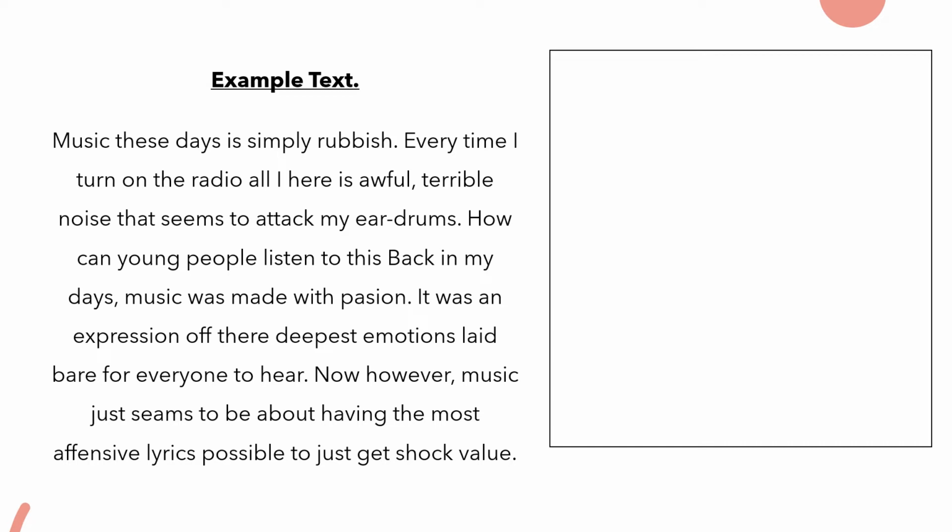So the first one I'd like to bring your attention to is the word "here". The sentence says, music these days is simply rubbish. Every time I turn on the radio, all I hear is awful, terrible noise. And the "here" that's been used isn't actually misspelt, but it is the wrong one to use in this kind of situation. The "hear" that it should be is actually spelled H-E-A-R. So we call these homophones, words that sound the same but are spelled differently. And you can tell by the "hear" that is referring to noise actually has the word "ear" in it. So that's a good rule to remember in case you ever get those words mixed up.